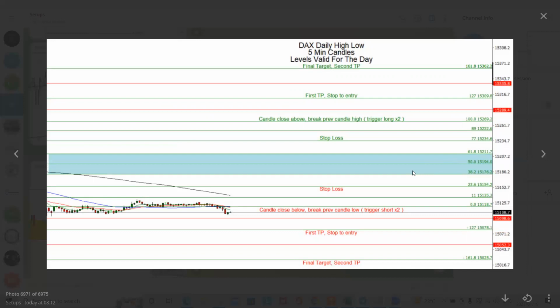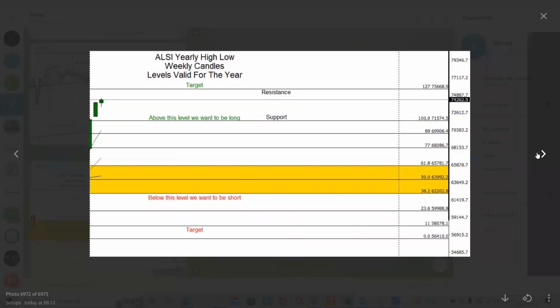On the DAX daily high-low, currently between levels of 0 and minus 127. If you look at moving averages, 50 is above 21, above 8. That's indicating trend is down. So this is a valid trigger for a short below 0, to aim for the minus 127 first TP, minus 161.8 second TP, and stop loss being at the 23.6. Remember, guys, same rules apply with the red lines.